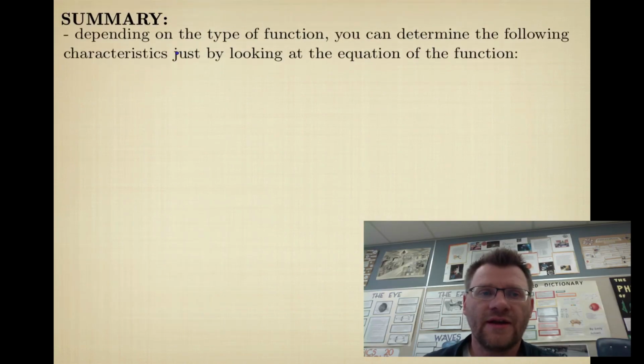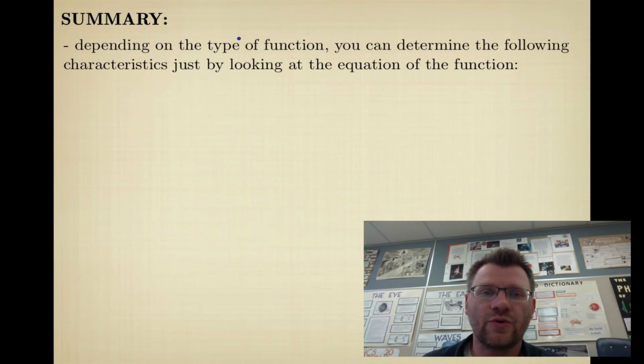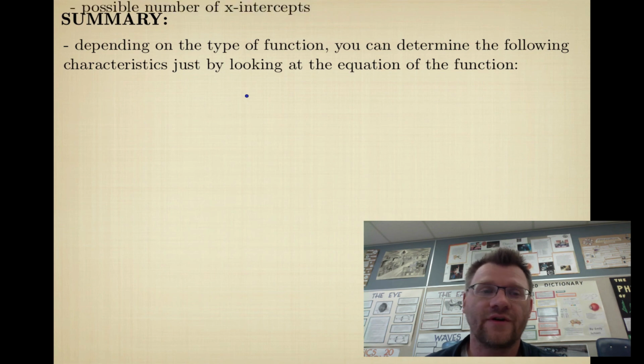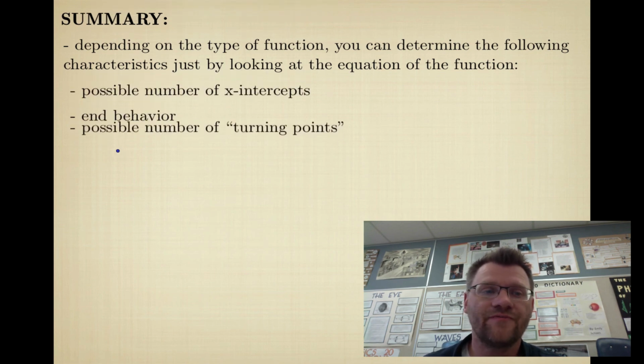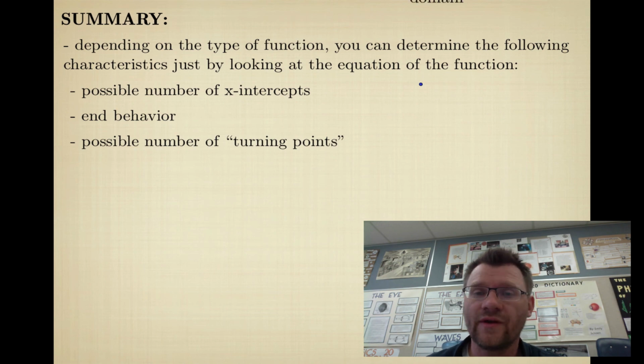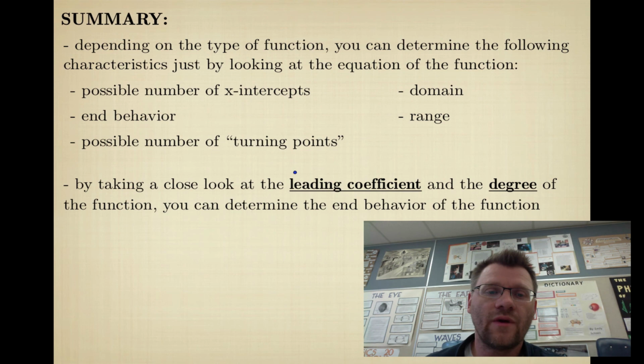So in summary, depending on the type of function, whether it's linear, quadratic, or cubic, you can determine the following characteristics just by looking at the equation of the function. The possible number of x-intercepts, our end behavior. We can look at the possible number of turning points, the domain, and the range of the function. Now, if you want to take a look at that end behavior part, you need to look at the leading coefficient. So that's the number in front of your highest degree, your highest exponent, so like negative 3x squared. That's your leading coefficient, negative 3.